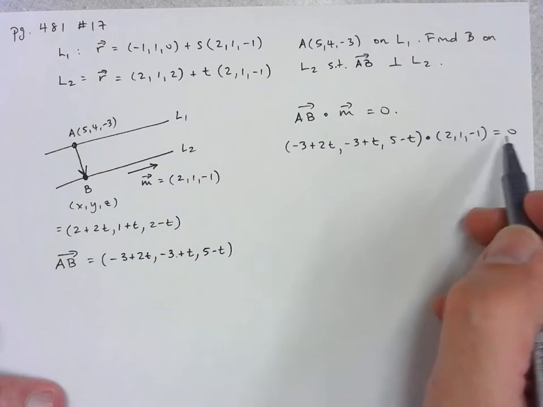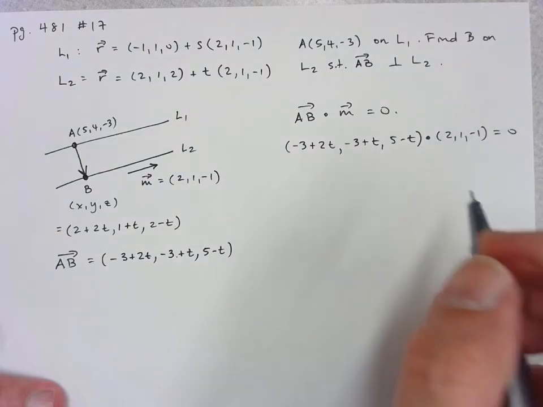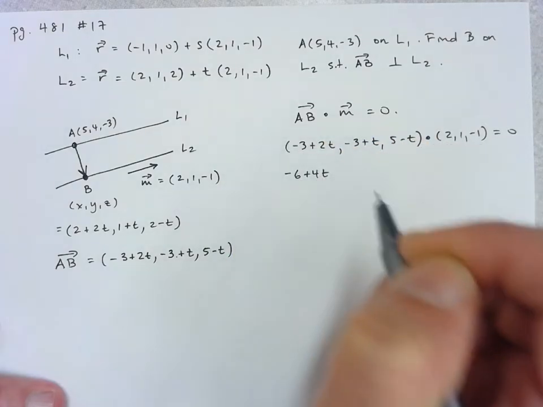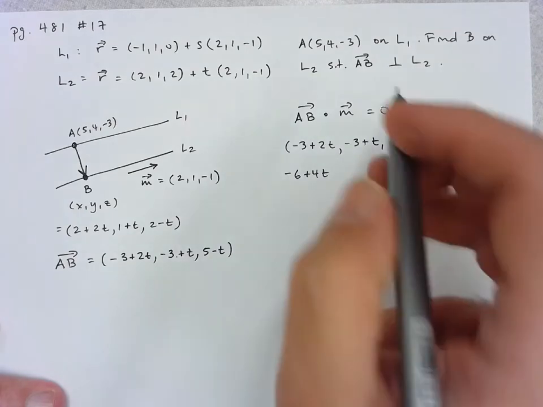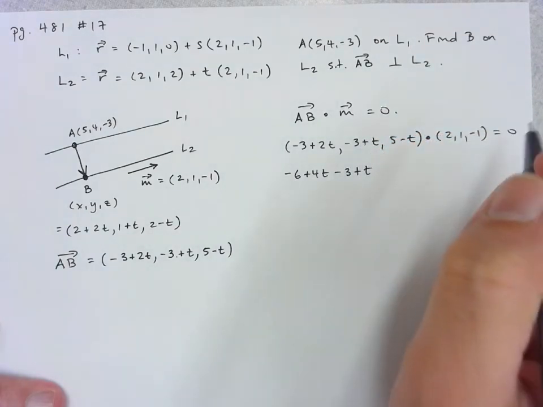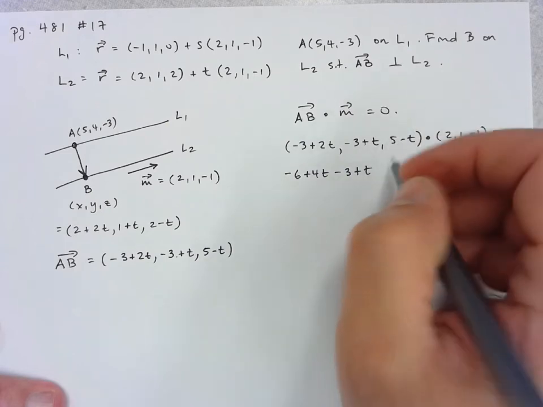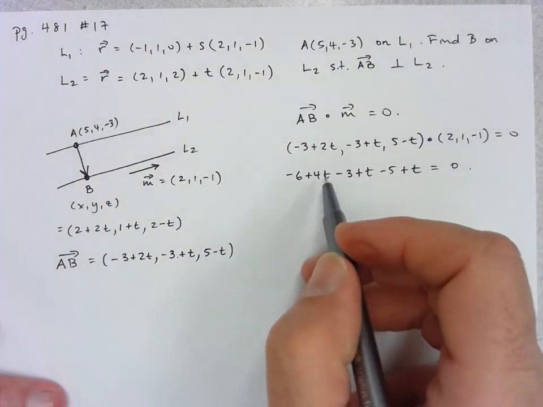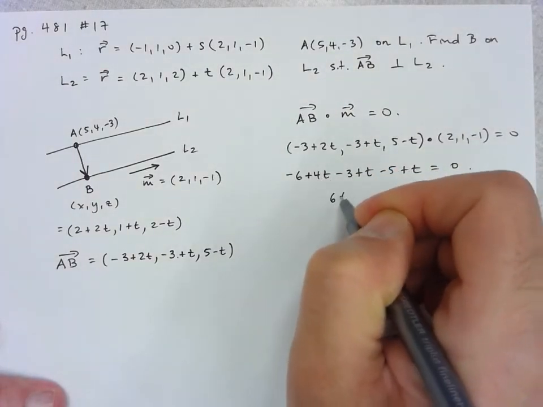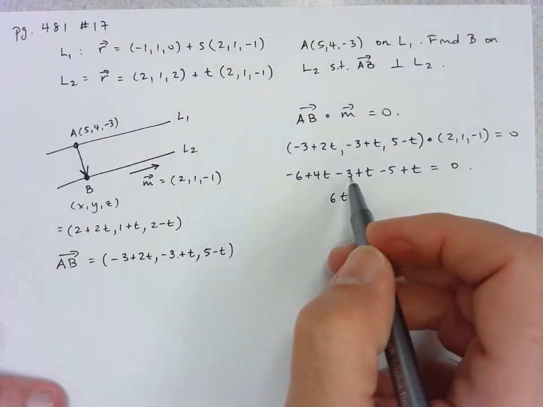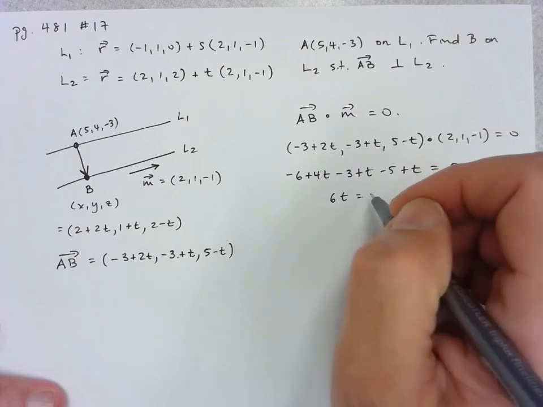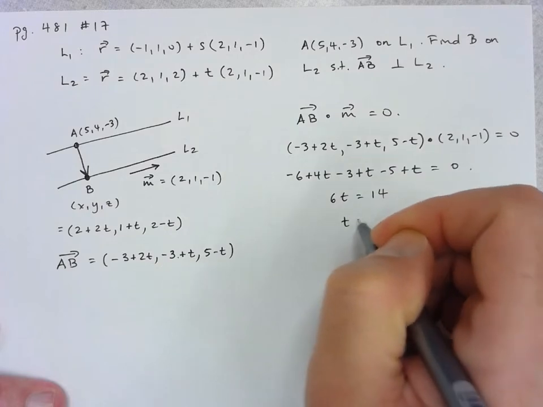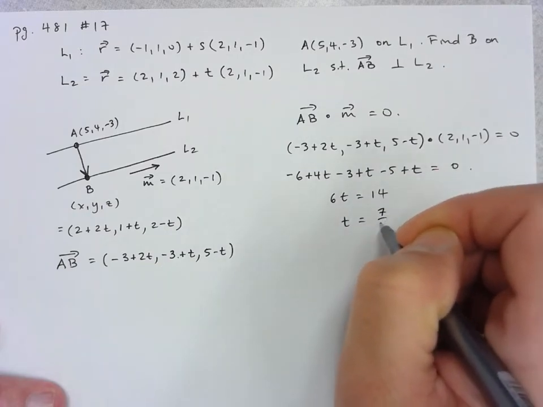In the end, I have an equation with only one unknown, so we should be able to solve it. Let's do that. 2 times the x component is negative 6 plus 4t. Then 1 times the y component, so minus 3 plus t. And then negative 1 times the z component, so minus 5 plus t, and that's got to equal 0. So we have 4t plus t plus t, which is 6t, equals negative 6 minus 3 is negative 9, minus 5 is negative 14. Bringing the negative 14 to the other side, t is equal to 14 over 6, or 7 over 3.